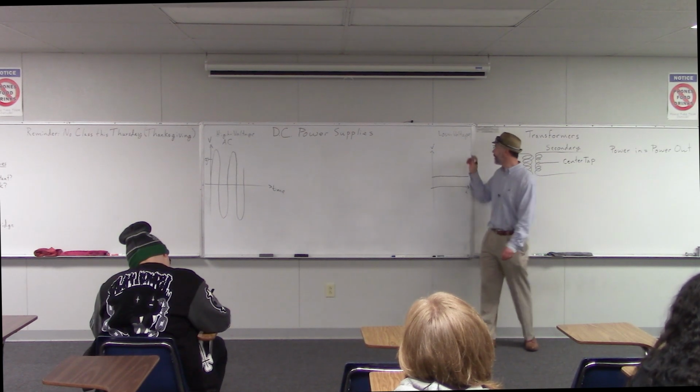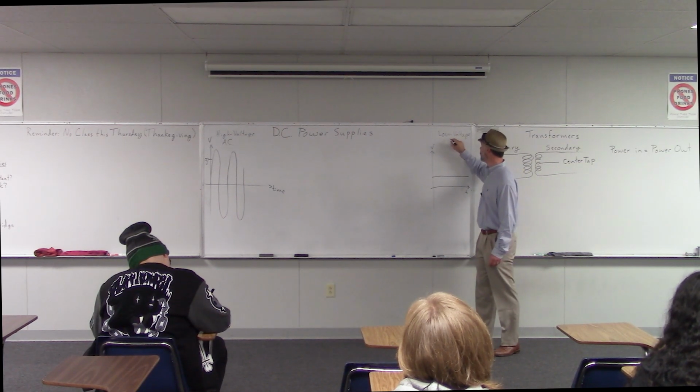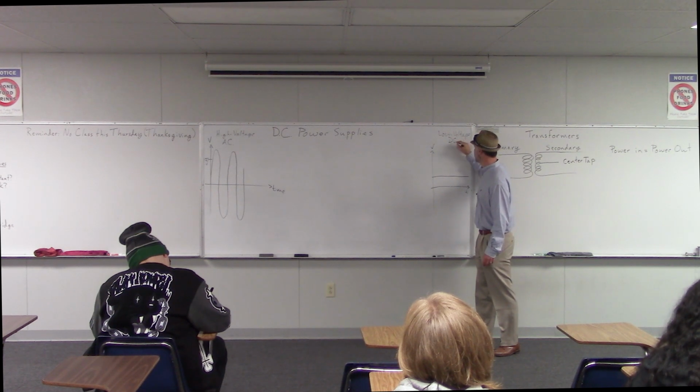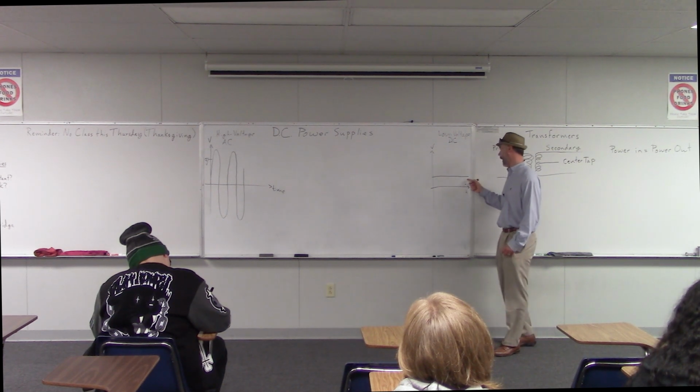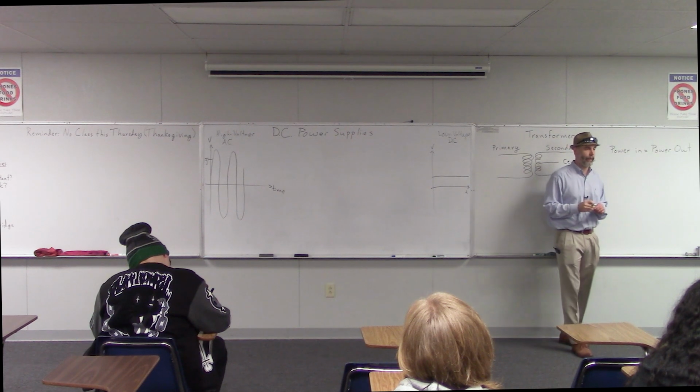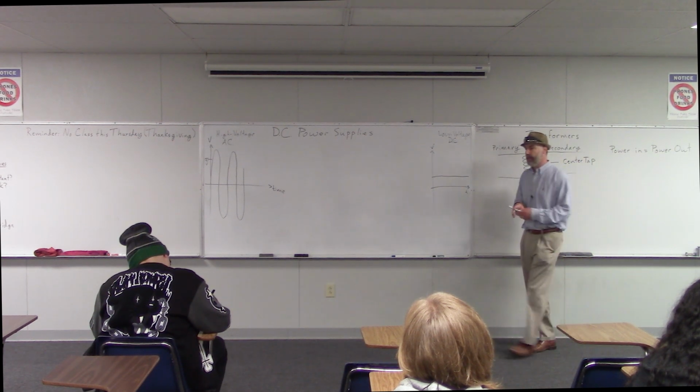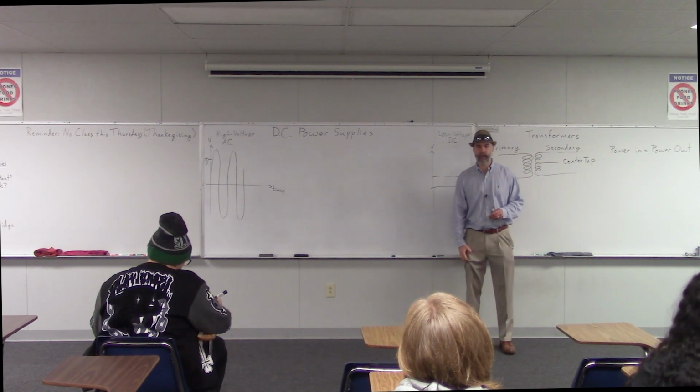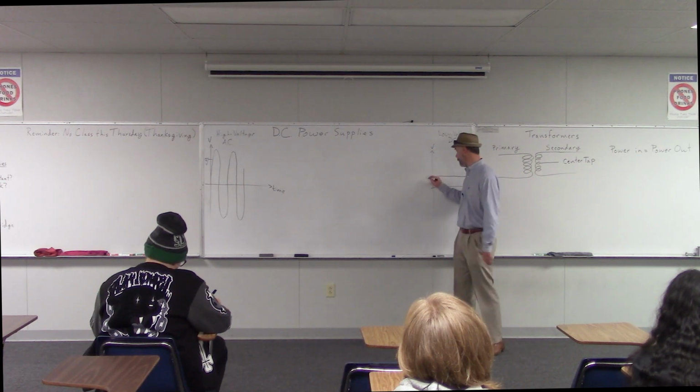All right, so we want to turn it into a low voltage DC signal. Now, this output voltage can vary depending on your application. So if you're talking about charging a phone from a USB port, this would be 5 volts.